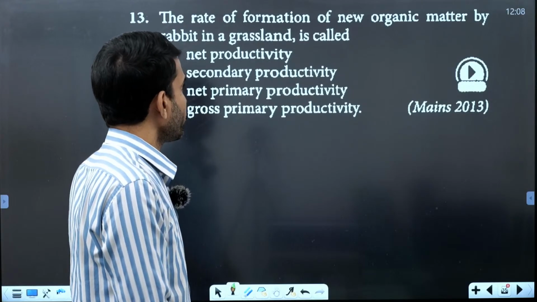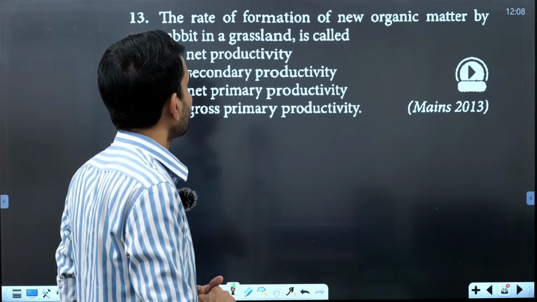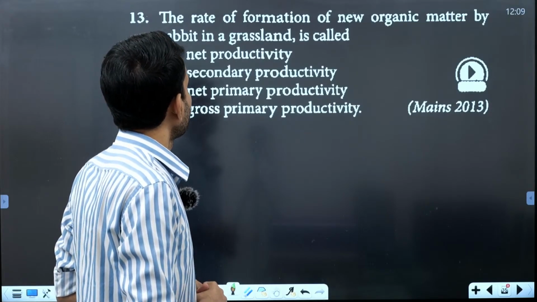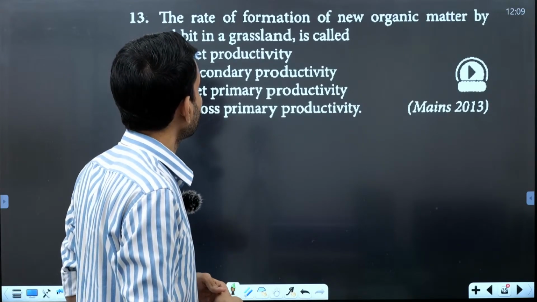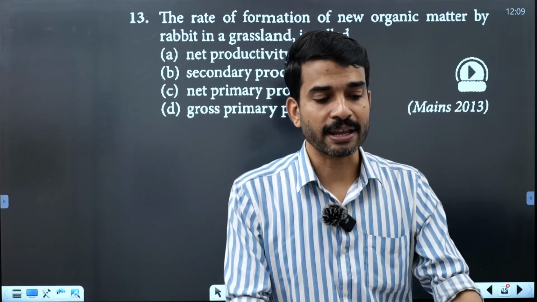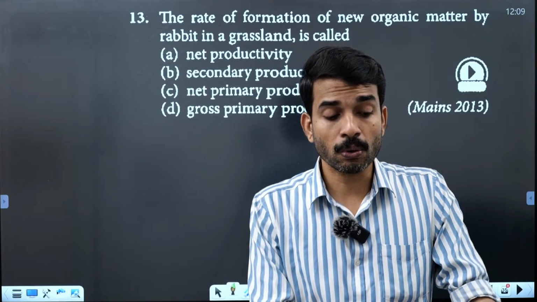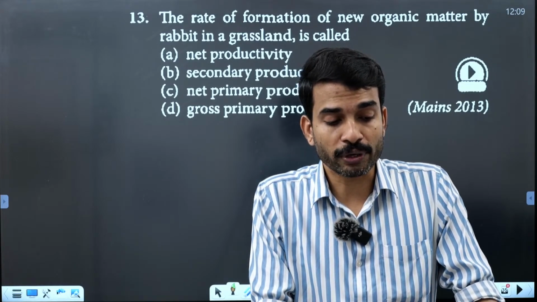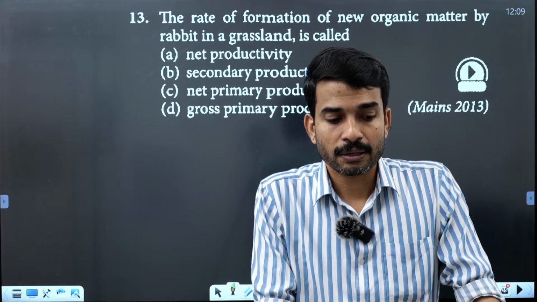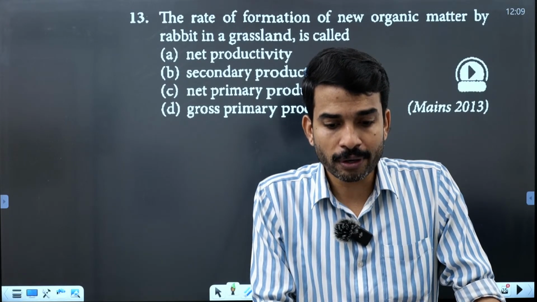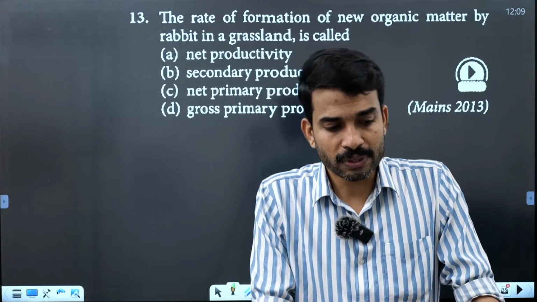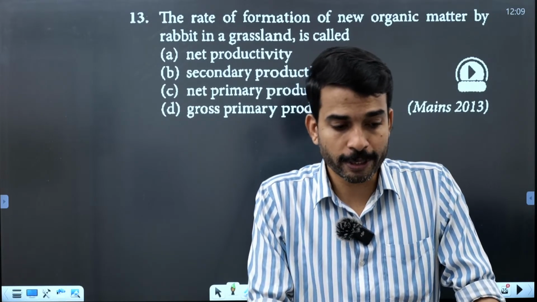The rate of formation of new organic matter by rabbit in a grassland is called. Specifically, they have given one animal's name there. So, we'll just think about it. What type of organism is this rabbit? Is it a producer? Is it a herbivore? Is it a carnivore? Or we'll just check, is it a producer or consumer?